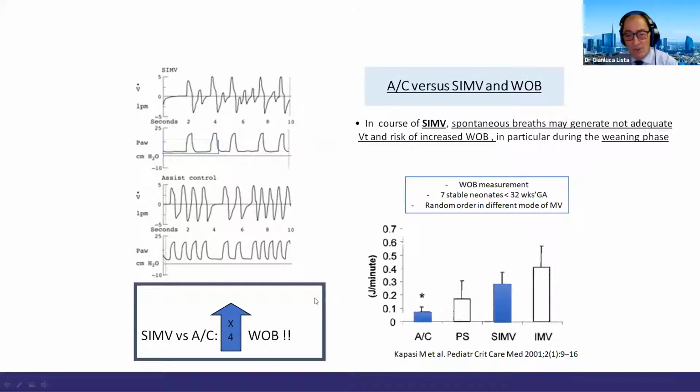In terms of effect on work of breathing, the SIMV seems to have a negative impact, but the assisted control is able to reduce the work of breathing much better, as is explained in this paper published in 2001, in which you can observe that the assisted control significantly reduced the work of breathing in comparison with the SIMV. In particular, during the SIMV, the spontaneous breath may generate an inadequate tidal volume, and there is a risk of increased work of breathing, especially during the weaning phase.